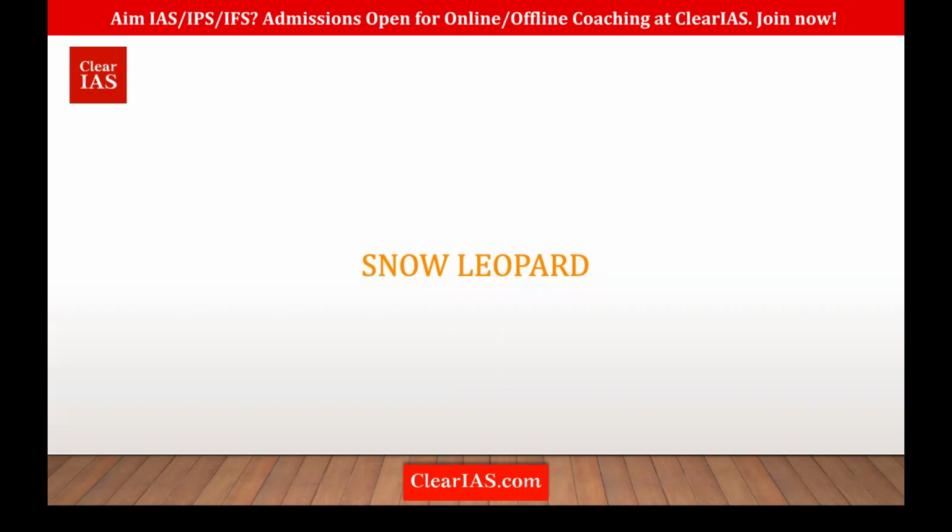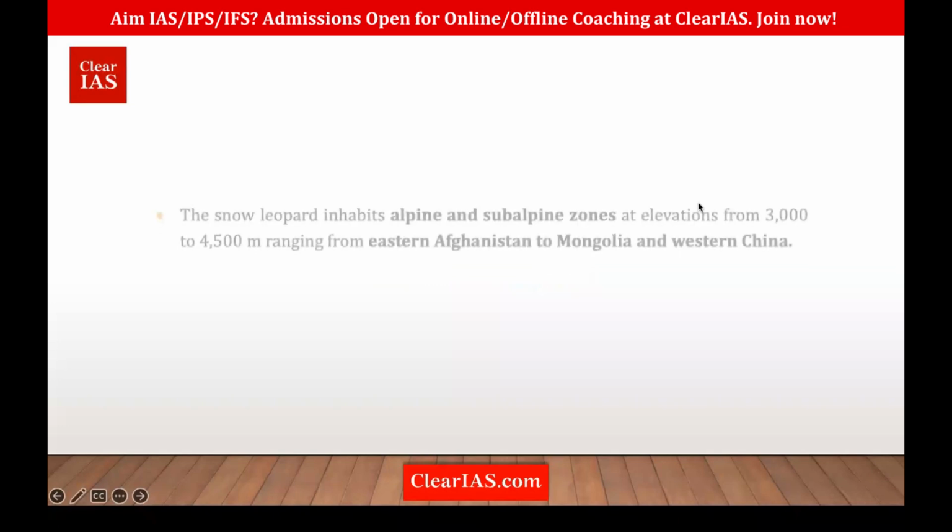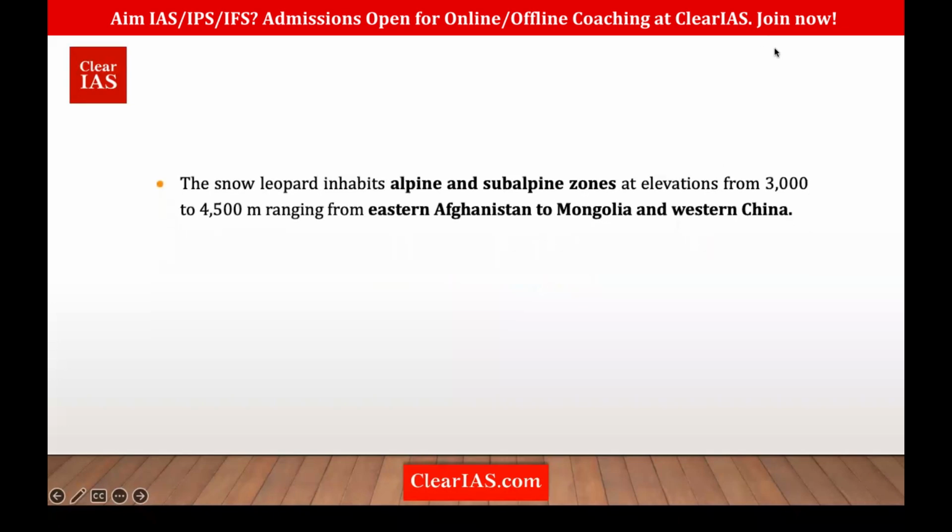Clear? Okay. So now the next important species we'll be learning about is the snow leopard. All of you would have learned about the snow leopard. So where is it found? As the name suggests, snow. It will be found only in regions where there is snow. So where is snow found in India? It is in the Himalayas.